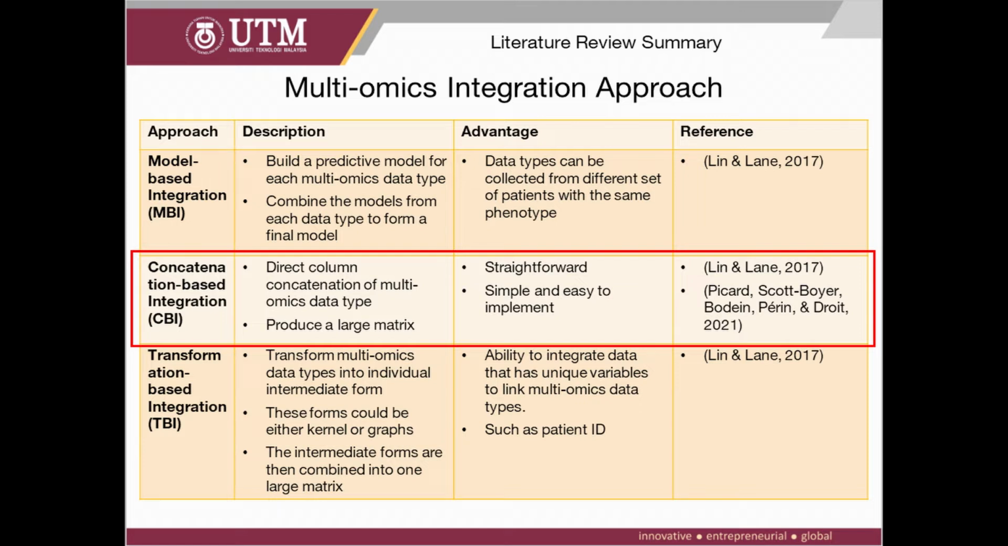Concatenation-based integration is another approach that directly concatenates the features or columns from each omics type to produce a large matrix. This approach is straightforward and simple to implement, which is the reason why the study chose this method for integration. Transformation-based integration approach transforms the omics data into intermediate kernel or graph form, and then the intermediate forms are combined to form a large matrix.